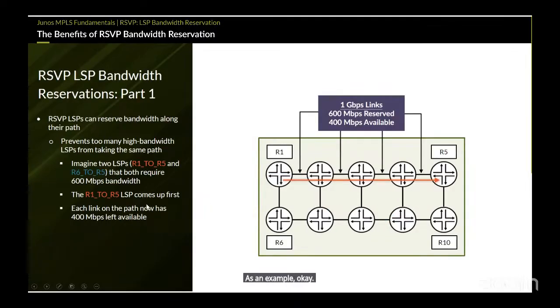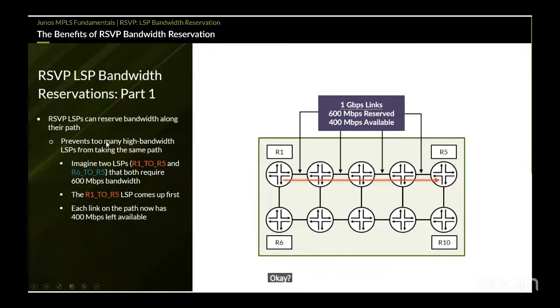Okay, so see here, RSVP LSP bandwidth reservation. An RSVP LSP can reserve bandwidth along its path. See here, the main physical interface is 1 Gbps links, and 600 Mbps reserved. So you have 400 Mbps available. Very simple math calculation. Total will be 1000. If you reserve 600, left will be 400.